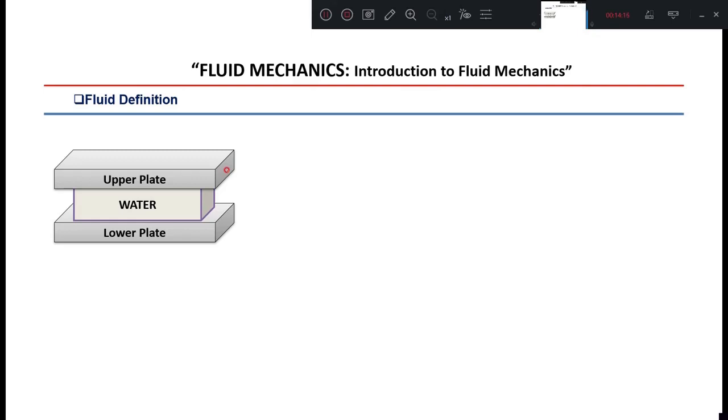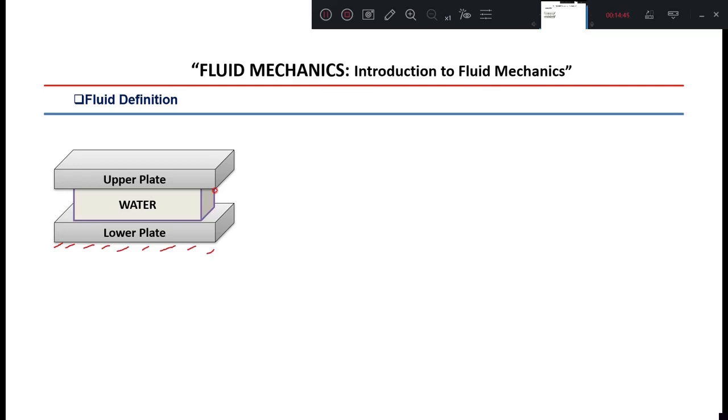Now, if these experiments were repeated with the help of a fluid substance, so let us take a fluid such as water between the plates. So consider the upper plate and the lower plate. The lower plate is considered the fixed one, and the upper plate is movable. Again, the water is held between the plates. And what would happen? Let us look at it.